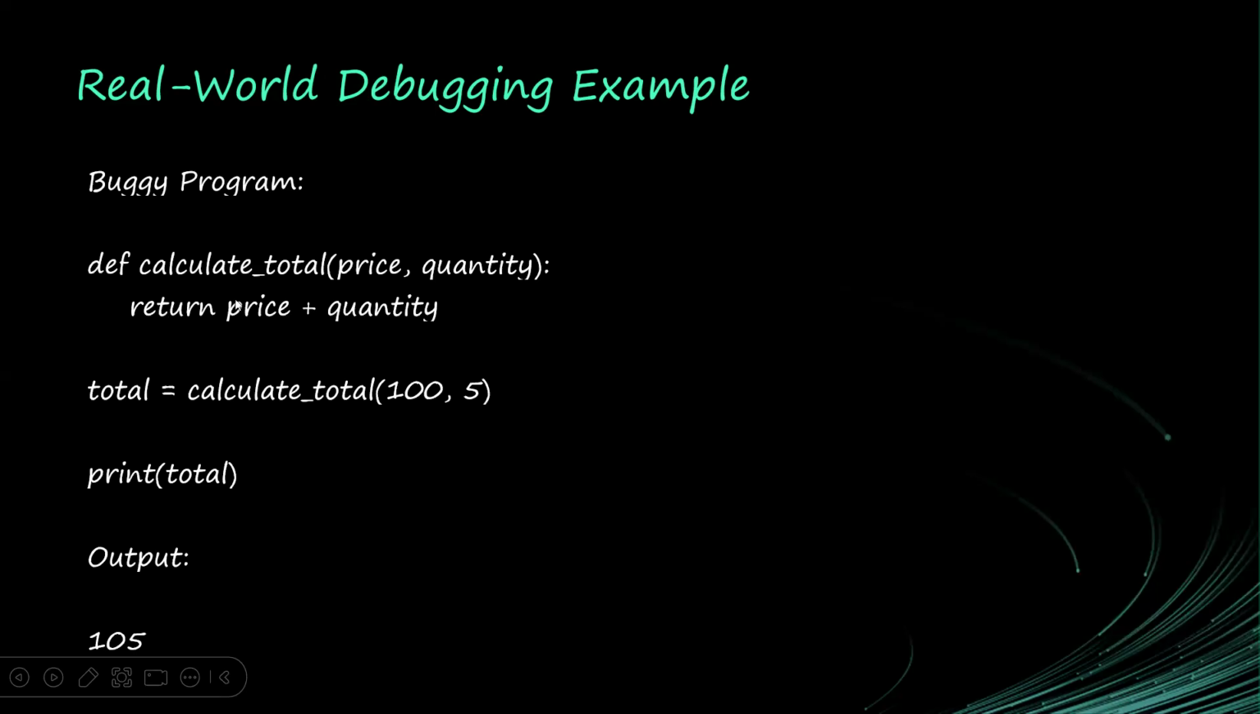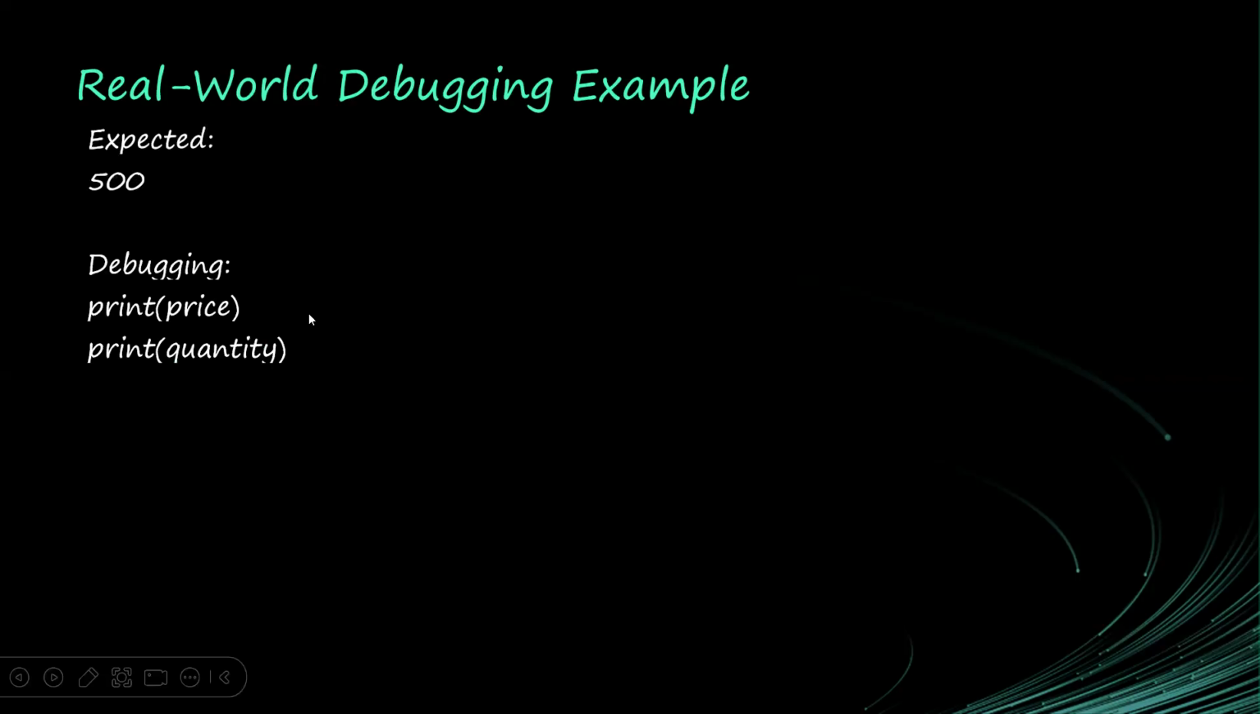So if you explain this line of code to yourself or to somebody, you find out that the error is here. What are you trying to calculate? We have some quantity of items and we want to check how much we are going to make from selling them. So it should be the price times quantity, not addition. You can see that by trying to explain what this code is doing, I was able to find out that I'm supposed to do multiplication, not addition. The expected result is 500, and we were getting 105.